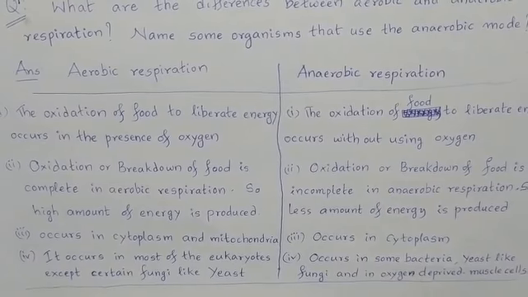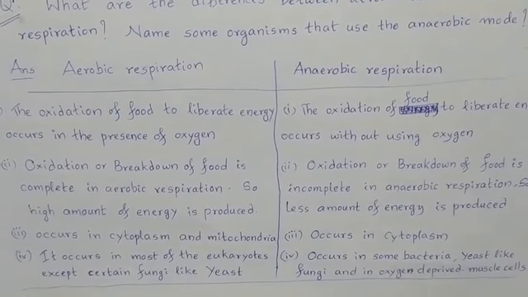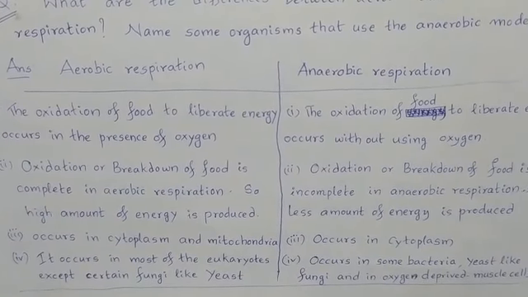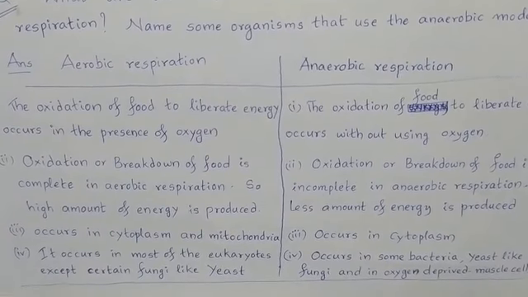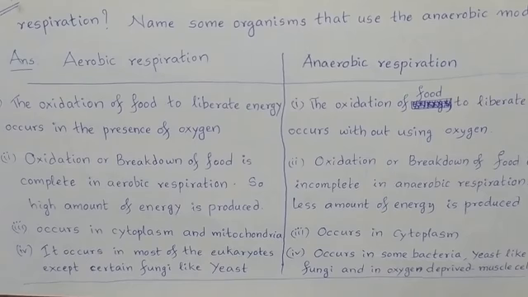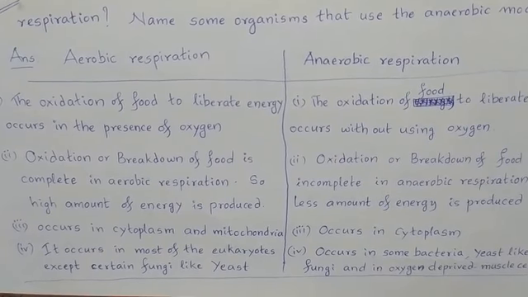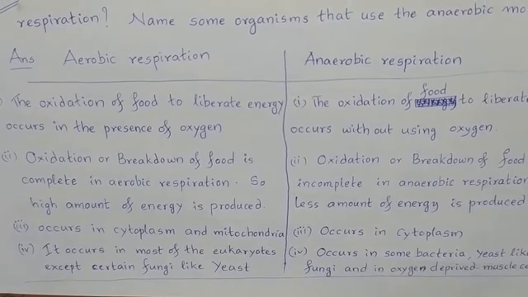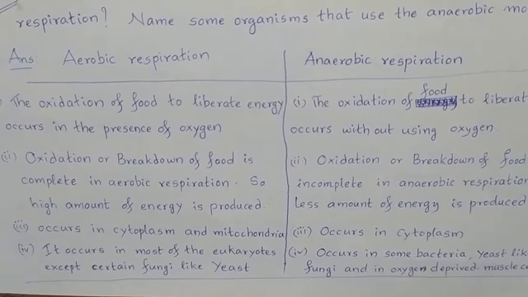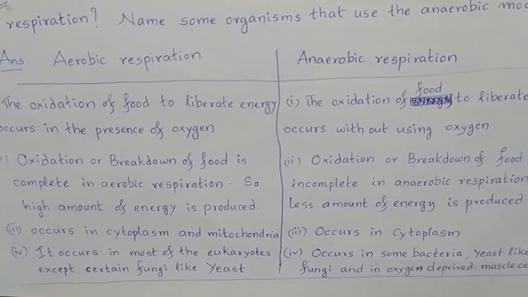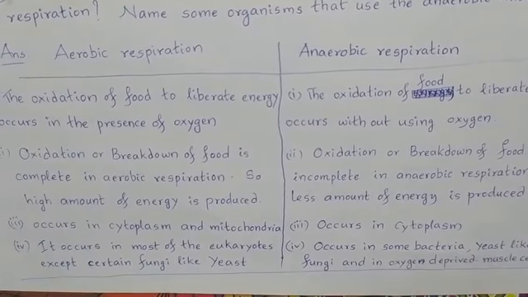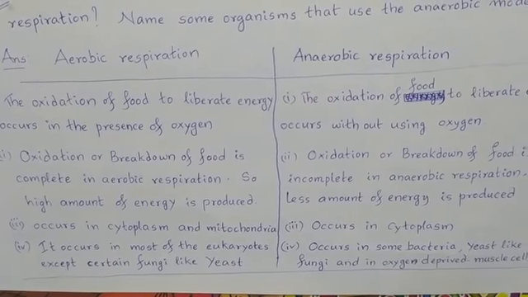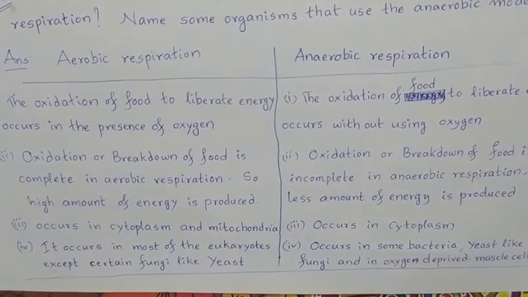In aerobic respiration, the oxidation or breakdown of food is complete. That is, food is completely broken down. Food is fully oxidized, so a high amount of energy is produced. Whereas the oxidation or breakdown of food by anaerobic respiration is incomplete. So in anaerobic respiration, a smaller amount of energy is produced.